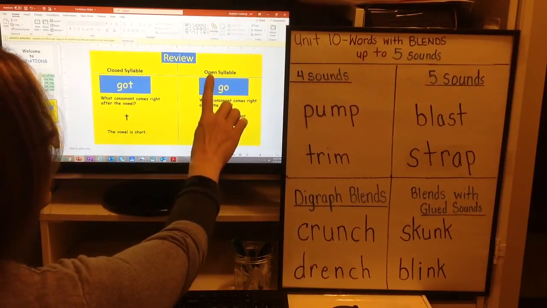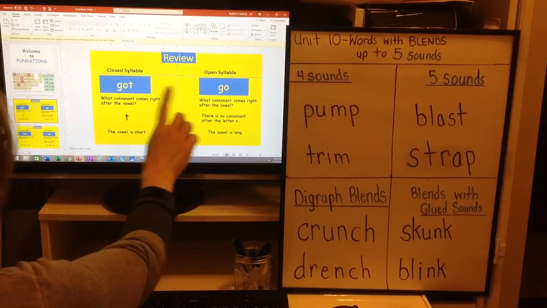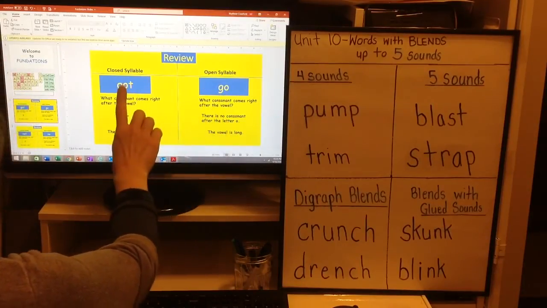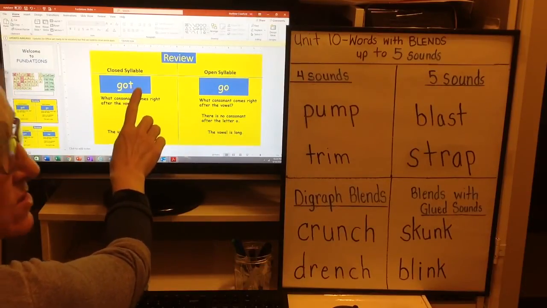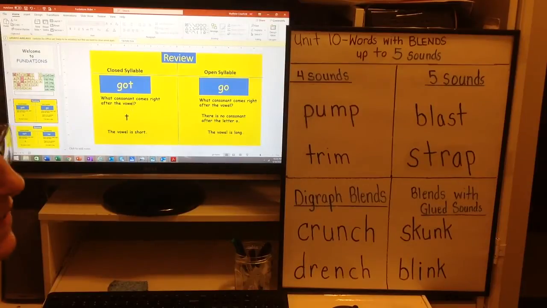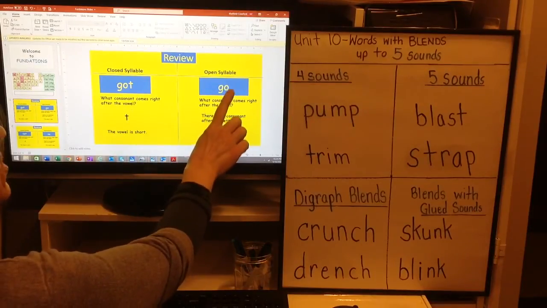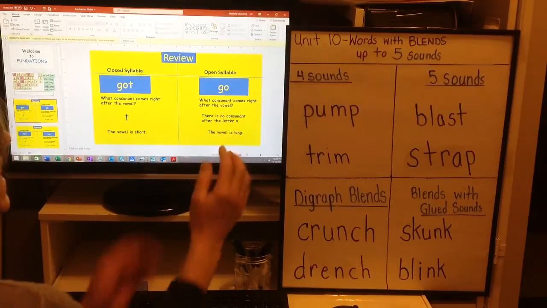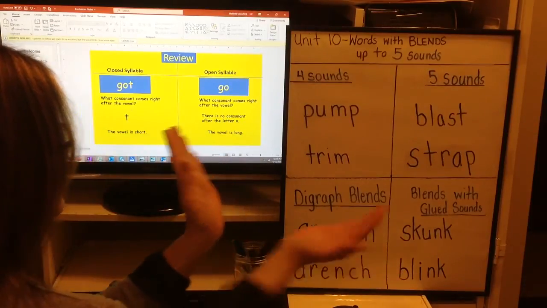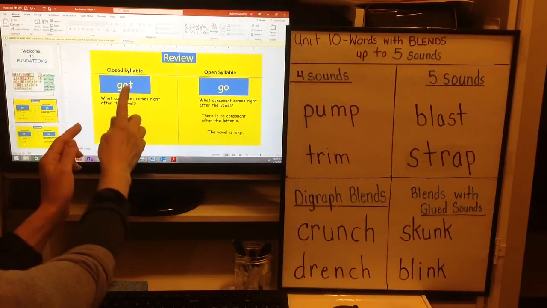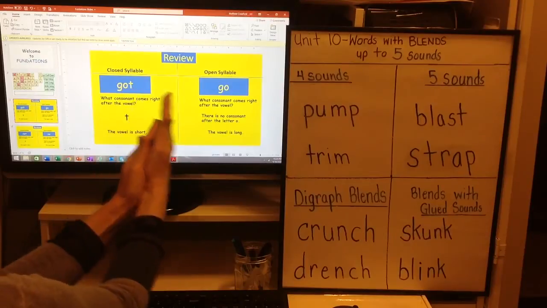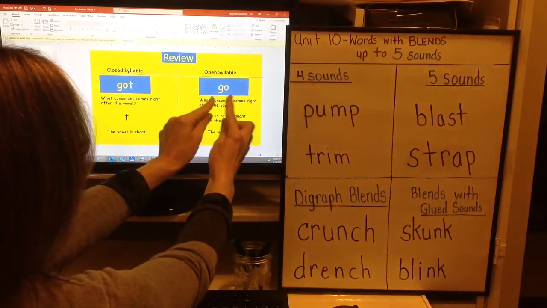But now look at the open syllable. What do you see different? What's different about the open syllable as compared to the closed syllable? I'll give you a moment to look at that. That's right. There is no consonant here. So that's why it's like it's open. It's not closed in. That vowel is not closed in like it is here, okay, by a consonant. So we call this an open syllable word.